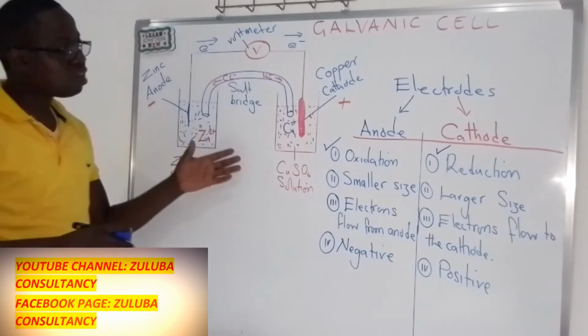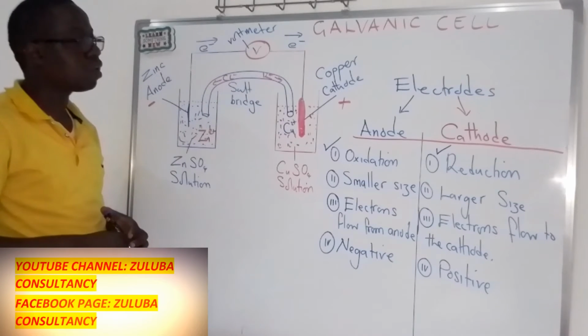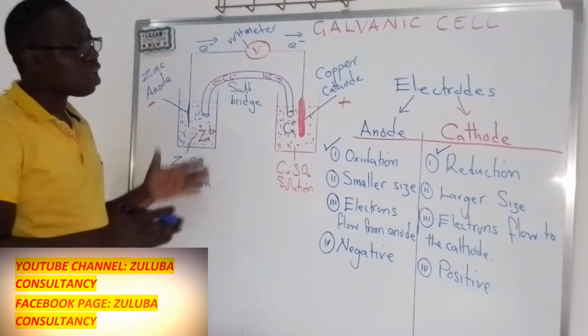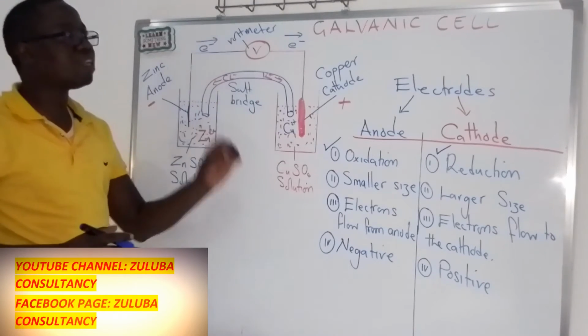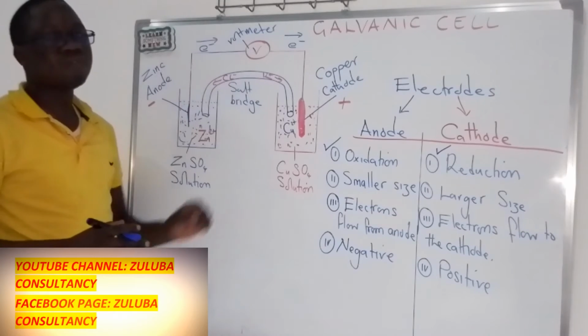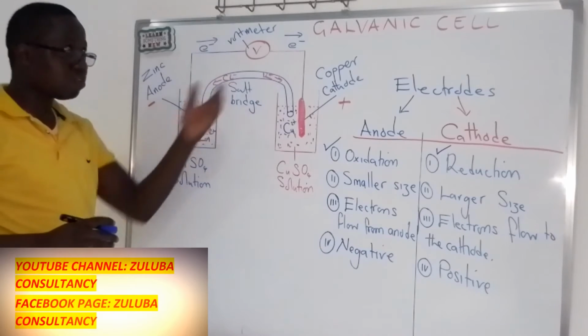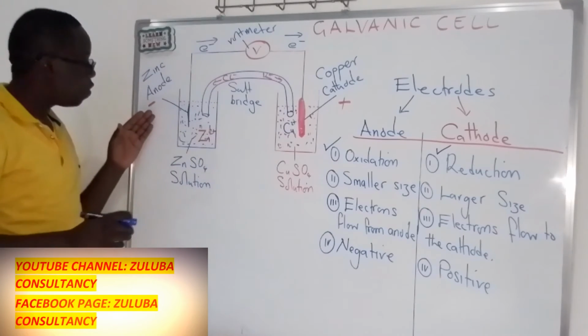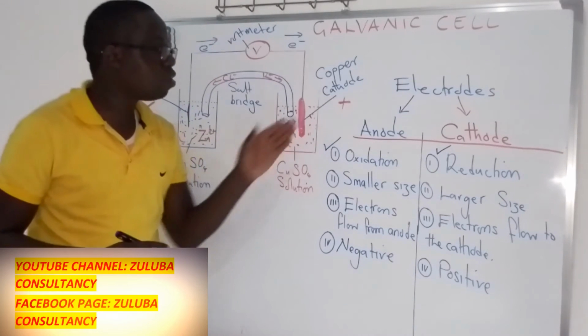And this is the major difference between a galvanic cell and an electrolysis cell. The difference is, in the electrolysis cell, the cathode is the one that is negatively charged, and the anode is positively charged. But we can see in this galvanic cell, the anode is the one that is negative, and the cathode is positive.